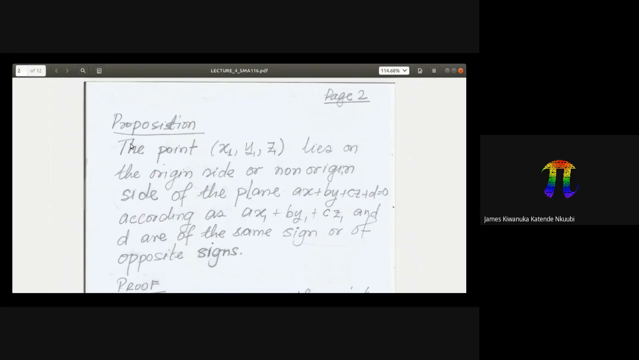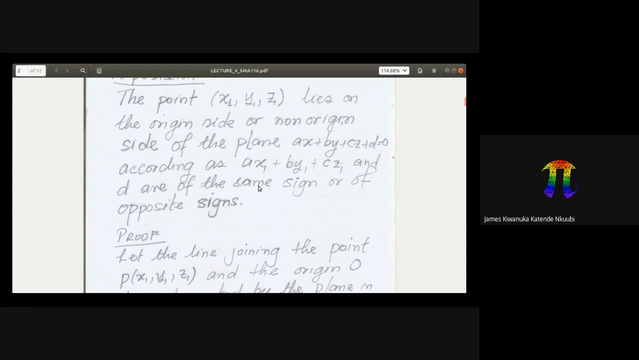So this one also is a technique which helps you to tell where a point in space will be on the origin side or the non-origin side of the plane. Anytime you pick a plane, it cuts the space into two spaces. One side contains the origin, and the other one does not. Or if it's a plane through the origin, then it definitely contains the origin. It will always contain the origin.